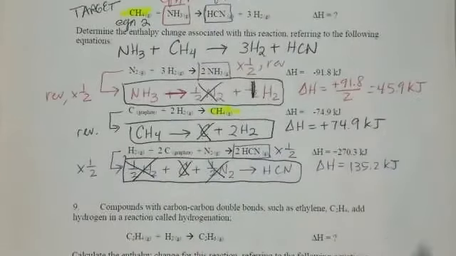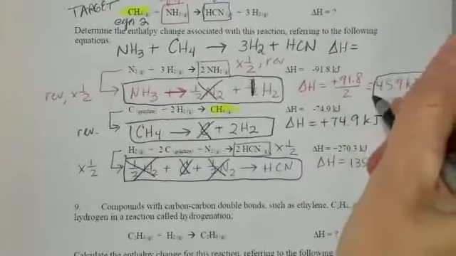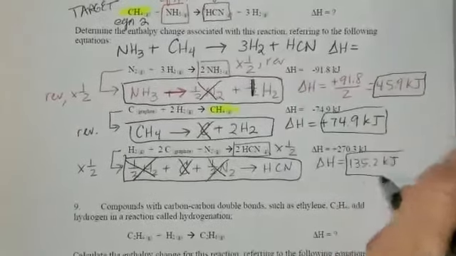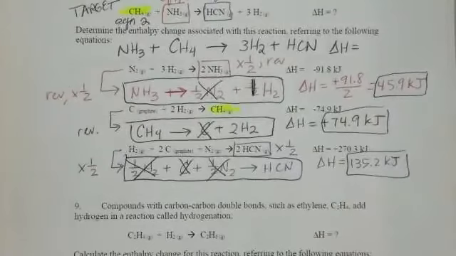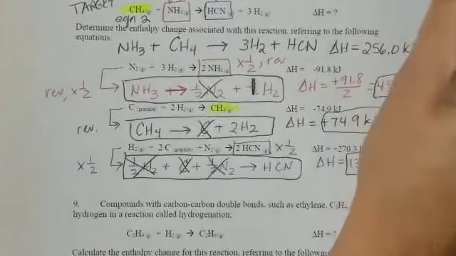So now, to get this delta H, I'm going to add the 45.9, the 74.9, and the 135.2. Just really quick on the calculator, again, I keep the 1 decimal place. So I'm going to have 45.9 added to 74.9 added to 135.2, and I get 256, but I'm going to go ahead and add the 0.0 to keep that tenths place.